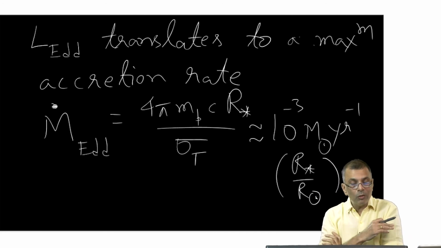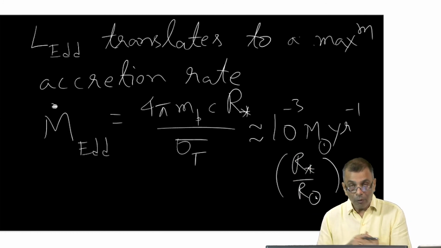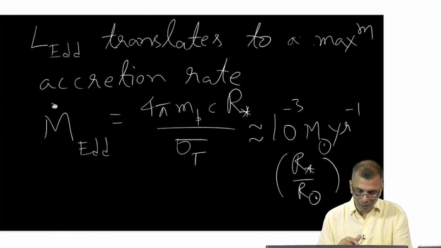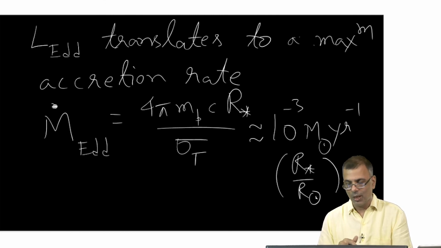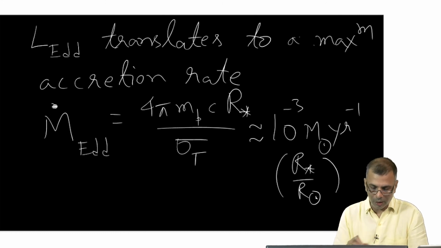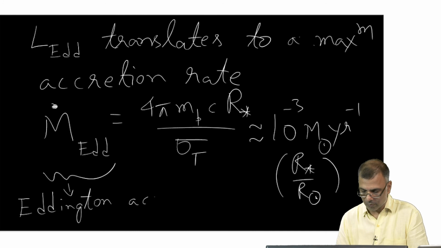Okay, so you cannot be too greedy. You cannot simply try to accrete many, many more protons if you want to increase the luminosity. There is a natural limiting thing. So this represents the upper limit on the accretion rate. If, of course, the compact object is larger, R star is larger, then you can accrete more. But still there is an upper limit. You cannot accrete more than the Eddington accretion rate.